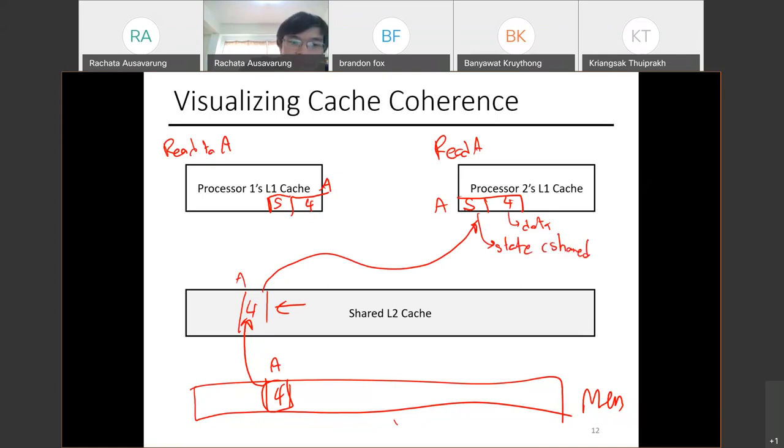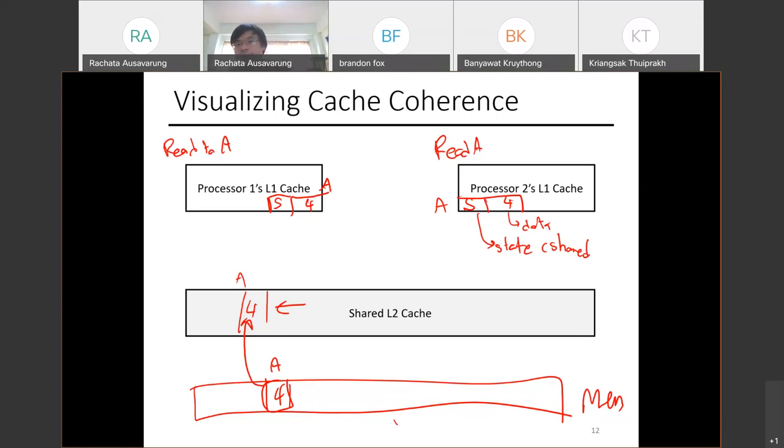Are you with me so far? The state shared means that if I need to read this data, this is safe data. I can read it. Every single processor will see this exact same copy. Are you with me so far? Basically now both 1 and 2 have this address in the cache block and the value is 4. Both of the cache blocks are in the shared state.